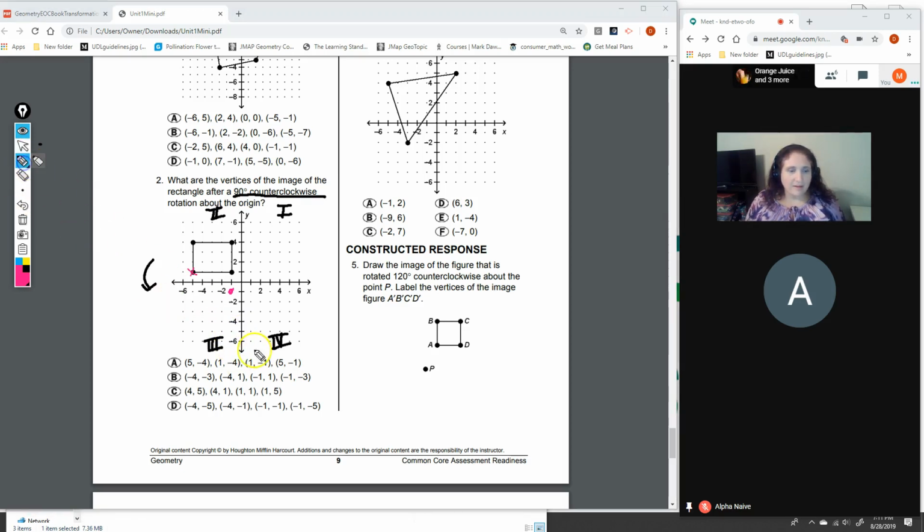Come on, pen. Here we've got (1, 4). So we're looking at (4, 1). And then we can draw the rest of our rectangle. So that is going to be the rotation, and then you would just select whichever the correct answer is. So we've got (-1, 1), (-1, 5), (-4, 1), (-4, 5). So choice D would be the correct answer for that question.